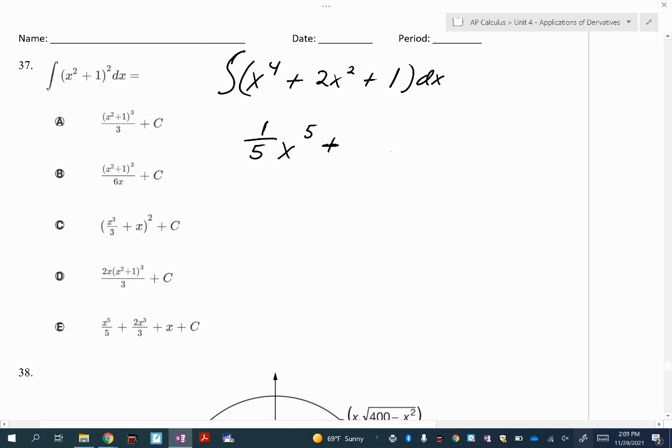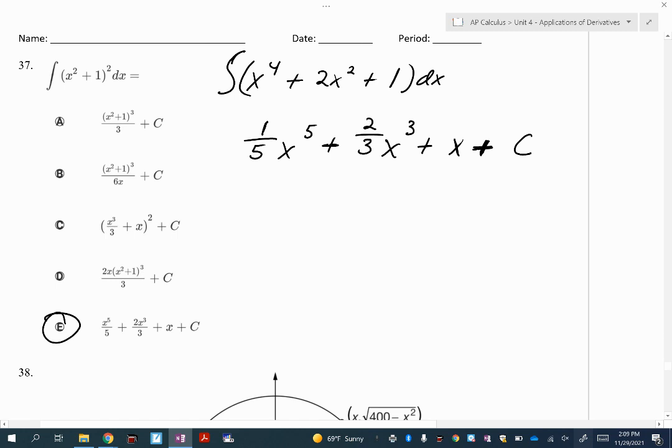Now I want this to be 2x squared, so I got to put a 3 here, and then when I multiply by that 3, I need to get rid of a denominator of 3, so it's going to be 2/3. And then this one is just going to be x. The derivative of x is 1, and then plus your constant. So I'm looking for this as my answer choice, which looks like the last one, I believe. It does. 37 is E.